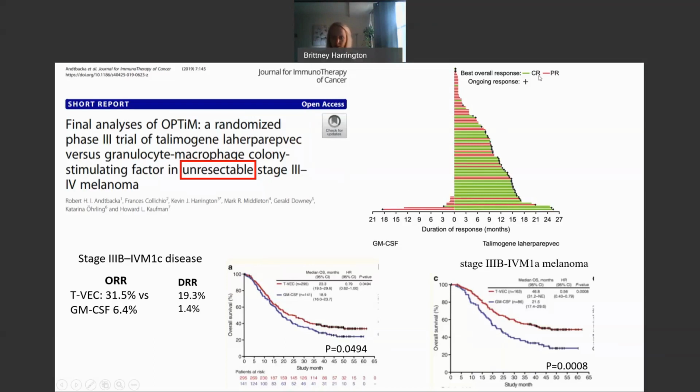Whereas a complete response would be a defined standard of tumor shrinkage. And for the TVEC treated patients, on the right side of this waterfall plot, they have a duration of response that is longer in some of these patients, 0 up to 27 compared to 21. And you can see a lot more patients had a response and a lot more patients had a complete response.